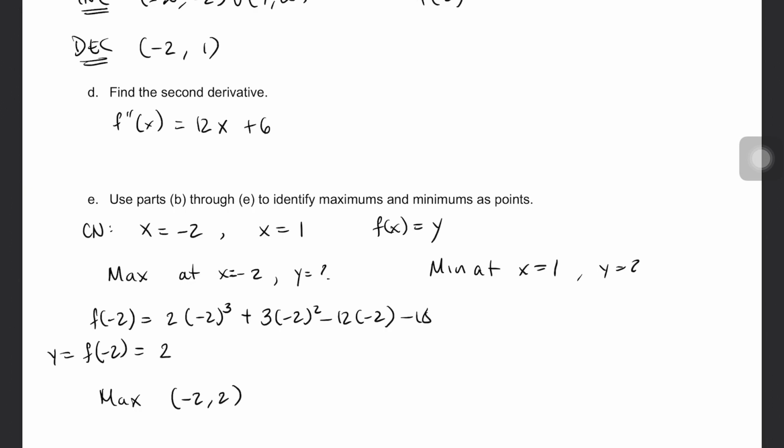For the minimum, we're going to have f of 1, plug in 2 times 1 to the third plus 3 times 1 squared minus 12 times 1 minus 18. And then this gives us f of 1. And this will give us a value of, if you put this in your calculator, it should give us -25. Is it -25 or +25? Let me double check my number.